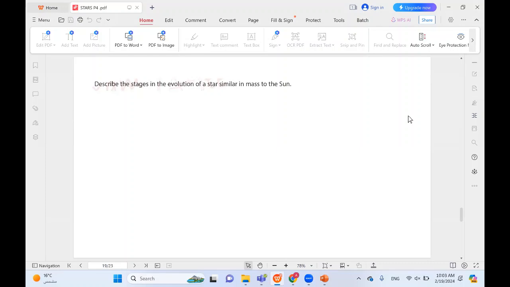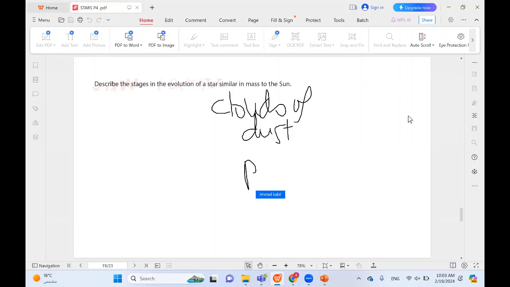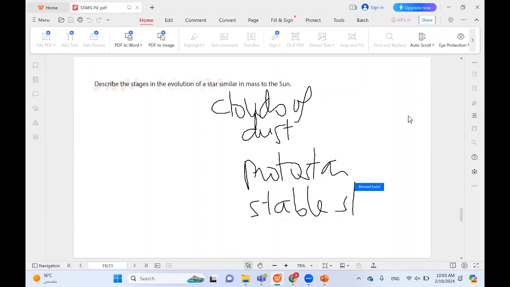Describe the stages in the evolution of a star similar in mass to the sun. So in this case, we're going to go with the left path. Again, we have clouds of dust and gas, followed by protostar, followed by stable star. This is the main sequence stage. And then for a similar sized star to the sun, we move in this direction, and you don't have a red supergiant, you just have a red giant.